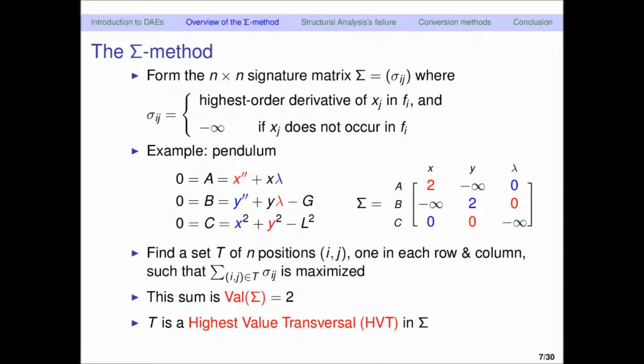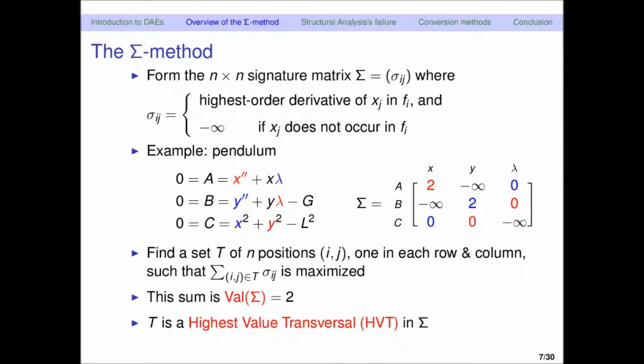So the sigma method is this. For an n by n problem, we construct a matrix. Each entry of the matrix is the highest order derivative of a variable in an equation. So take the pendulum here. x appears with a second derivative in A, so we put 2 there. Lambda is not differentiated, so we put 0. If some variable does not occur, we put negative infinity. This is the case for y. So y in the first row is negative infinity.